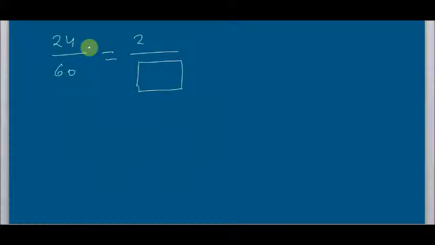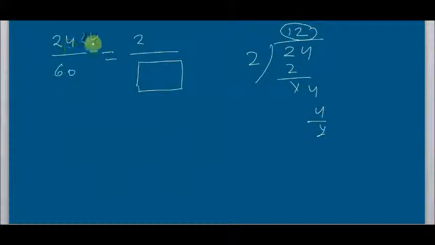So what will you do? You just divide 24 by 2. 24 divided by 2, what will you get? 2 ones are 2 and 2 twos are 4. So if you divide 24 by 2, you get 12. Now divide 24 by this quotient, 12, and we get 2.